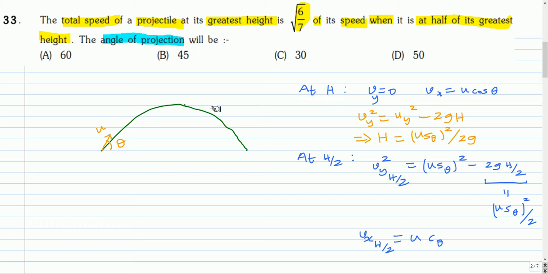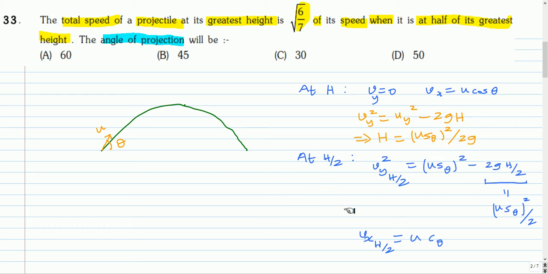So at height h, the maximum height point, the y component of the velocity is 0. The x component is u cos theta, which is unchanged. And using the equation v square equals u square minus 2gs, at the highest point vy is 0 and uy is u sine theta, which is the initial velocity, and the displacement is h. So from this we get h as (u sine theta) square divided by 2g.